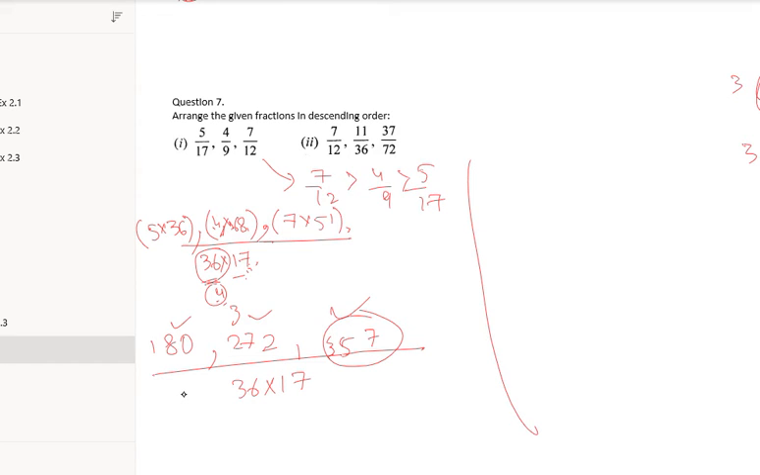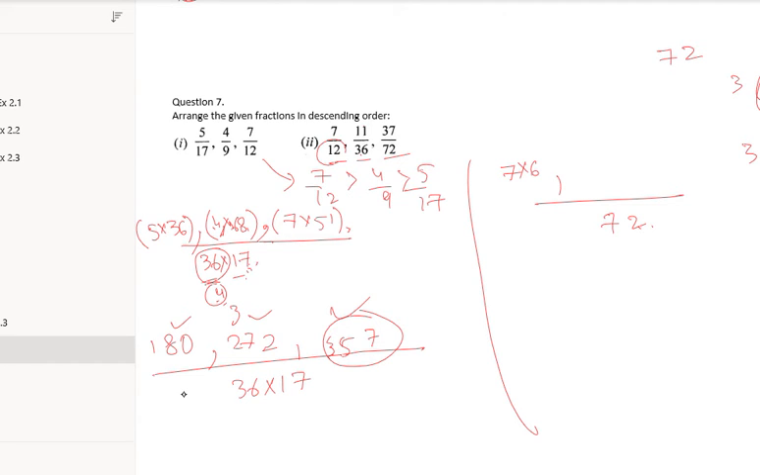The next question is 12, 36, 72, the denominators. The LCM of these denominators is 72, because 72 is in each table. So I can easily see 72 being the LCM. So 72, 12, 6 times, 7 into 6. Then 72, how many times is 36?